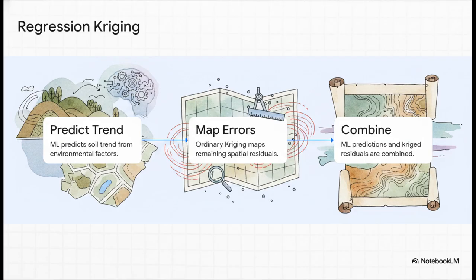The machine learning algorithm predicts the overall soil trend based on all that environmental data. Step 2. Because that ML model totally ignored spatial proximity, it's going to leave behind geographical errors, or residuals. So we use ordinary kriging to map out those remaining spatial errors. Step 3, we just add the two together. Boom, you get a highly accurate, spatially aware map.